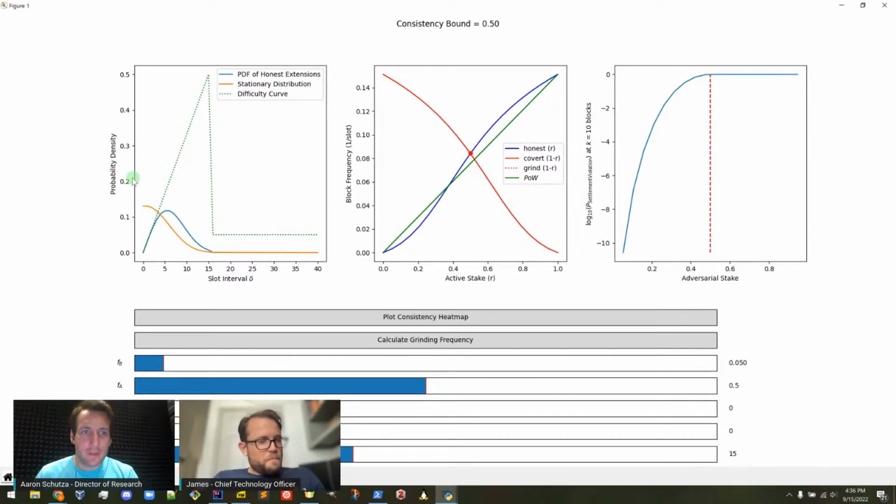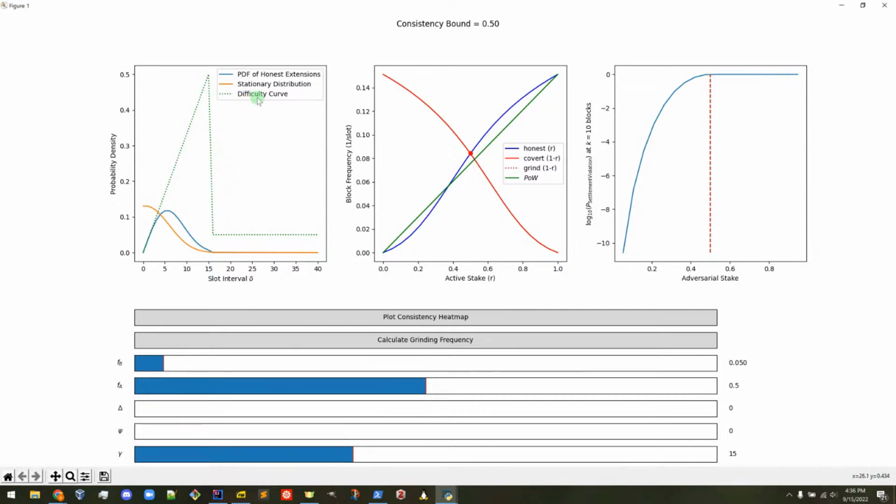All right. So we've got this overlay of the difficulty curve and the stationary distribution, and then the probability density function of the honest chain. When I say probability density function, that means the proportion of time intervals that we expect to be on the honest chain if we're an honest observer in the public network. And for simplicity's sake, let's take a look at this setup.